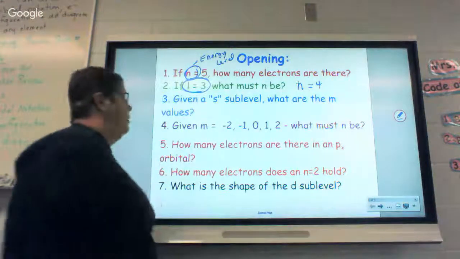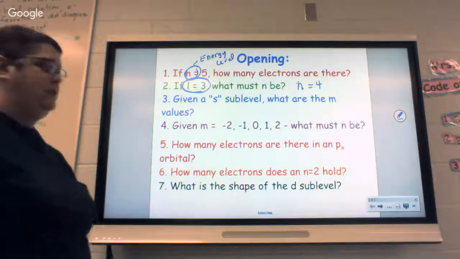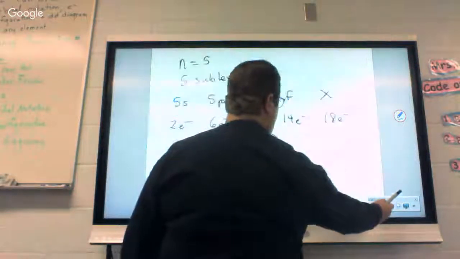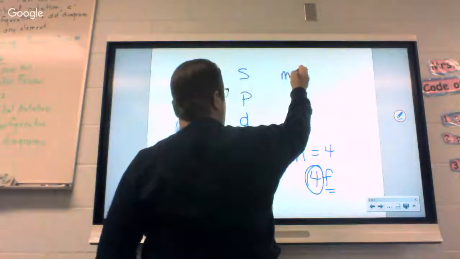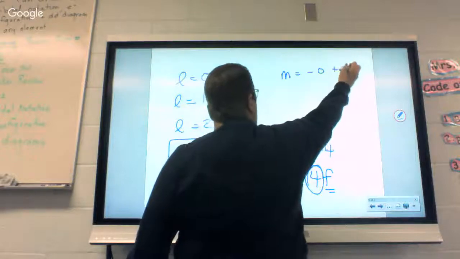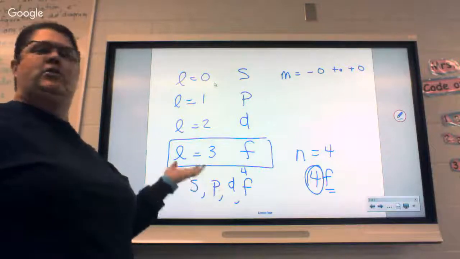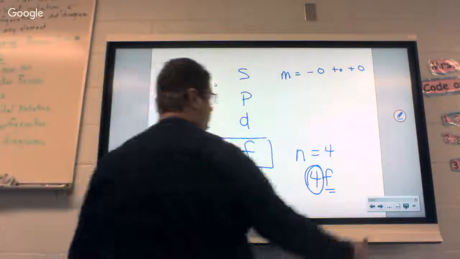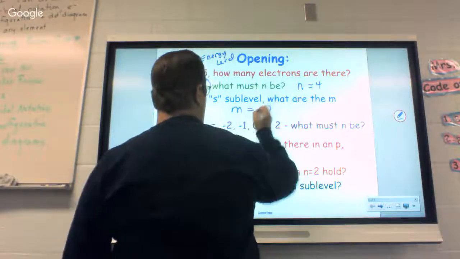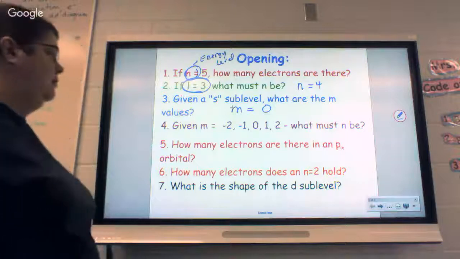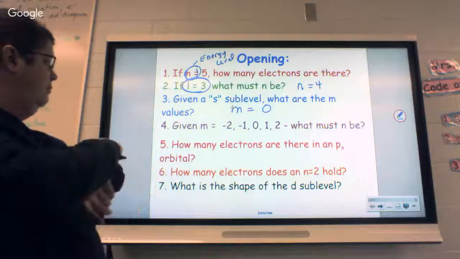All right, number 3. Given an s sublevel, what are the m values? L is what? So m is -0 to +0. So what's -0 to +0? Just 0. So that one was 0. I'm just writing the answer down before somebody asks what the answer was again.